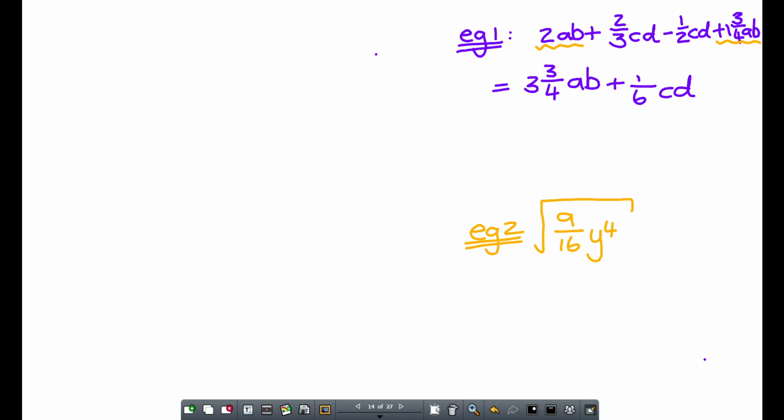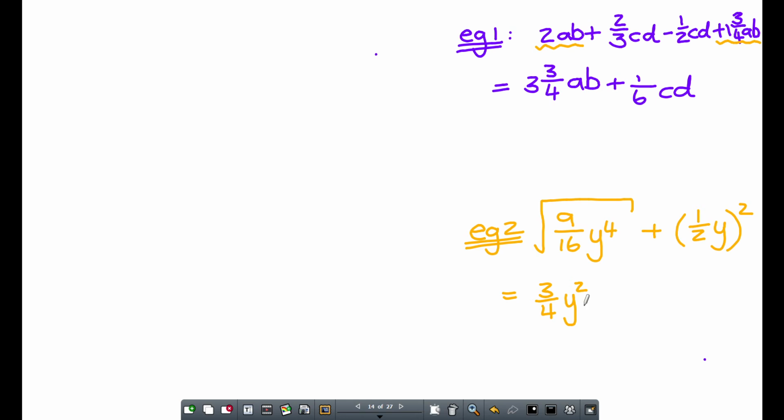Okay, 9/16 y to the power 4. Our first one, square root of that, and then add a half y to the power of 2. Now, before we can go and add, I had to simplify both of those. So square root of 9 over 16 y to the power of 4 will be what? 3 over 4 y to the power of 2.